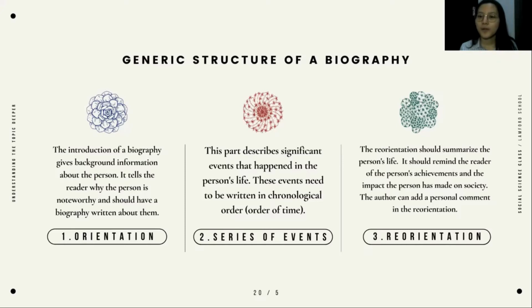Okay, so the last part is reorientation. Basically, this is the summary of the two previous parts. And in the reorientation, the author should remind the reader of the person's achievements and the impact the person has made on society. And the author can also add personal comments in the reorientation. However, this part is optional, so the author can choose to either include or exclude it.